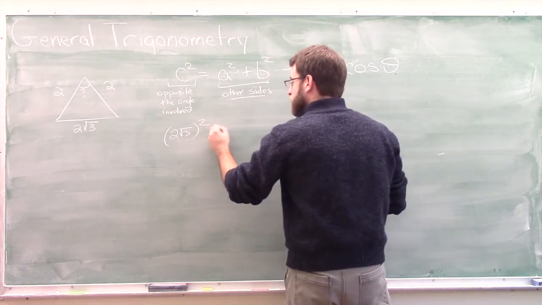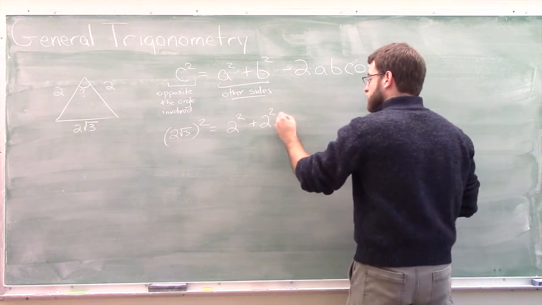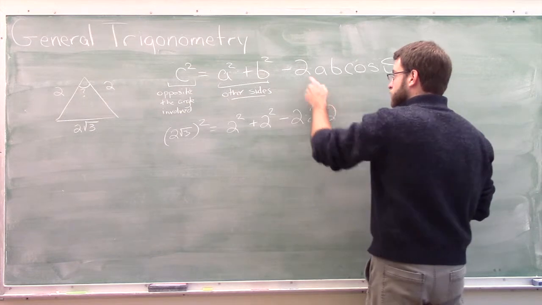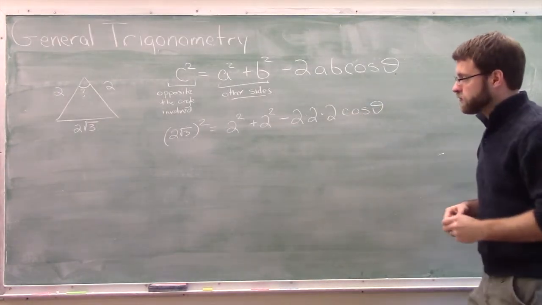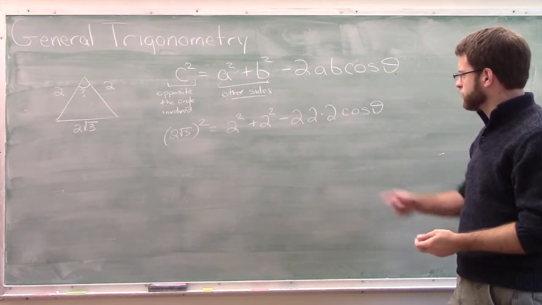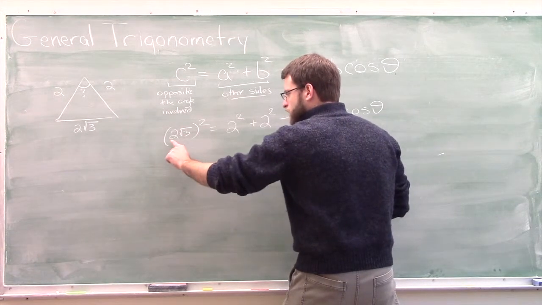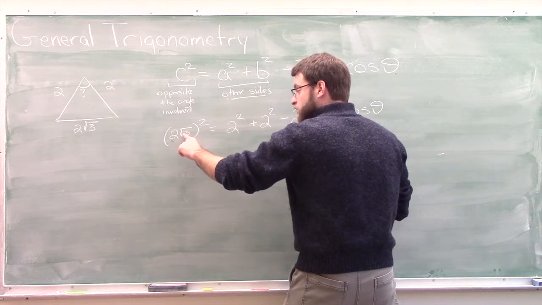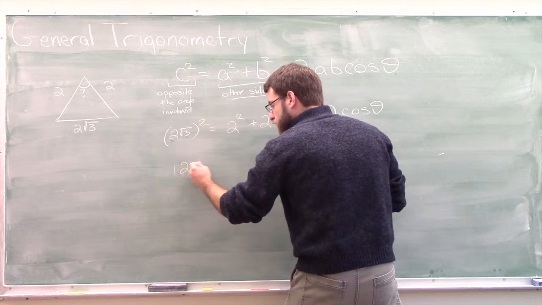2 root 3 squared is equal to 2 squared plus 2 squared minus 2 times 2 times 2, plugging in the A and the B, times the cosine of theta. And let's do all the arithmetic to simplify this down before we try and solve for theta. So if I square 2 root 3, 2 times 2 is 4, and square root of 3 squared is 3, so this whole thing turns into 4 times 3, which is 12.